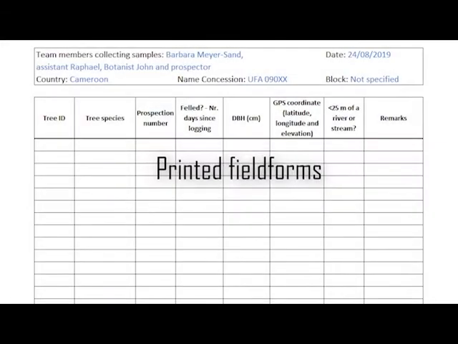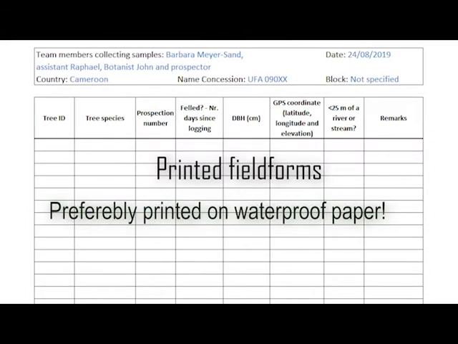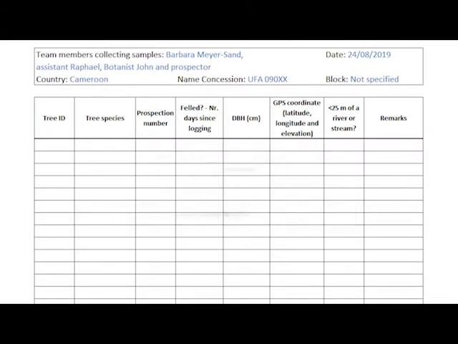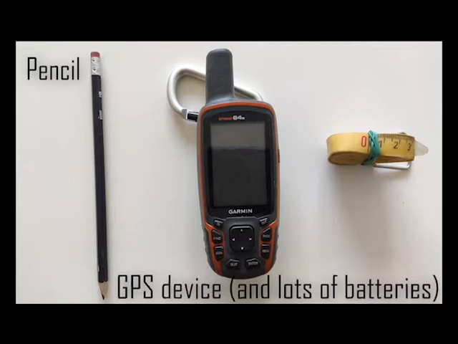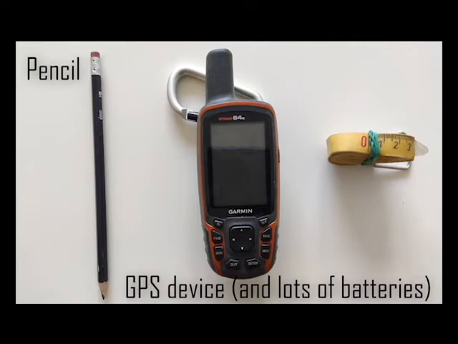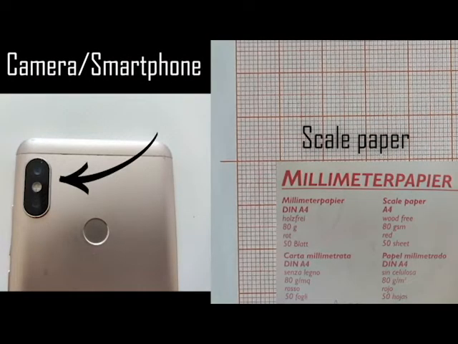First of all, printed field forms, preferably printed on waterproof paper, a pencil, a GPS device, and lots of batteries, better if the batteries are rechargeable, a DBH tape, a camera or a smartphone, and scale paper.